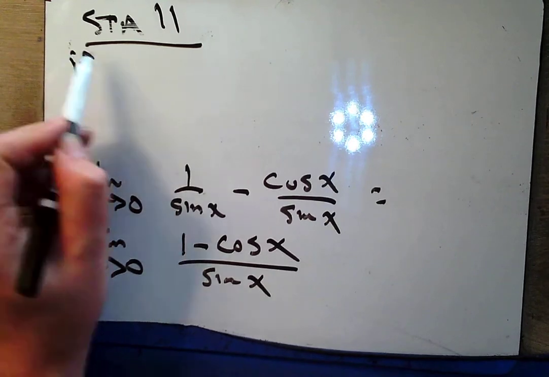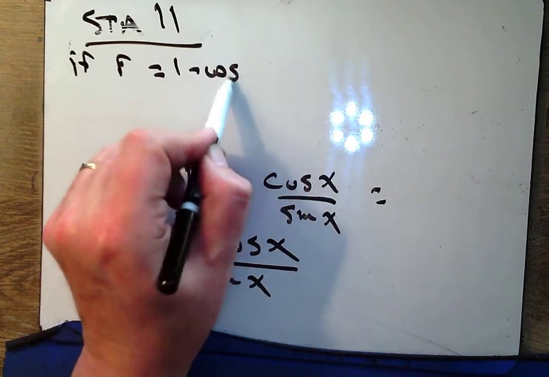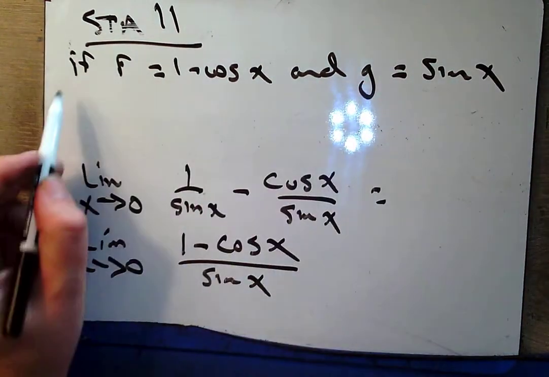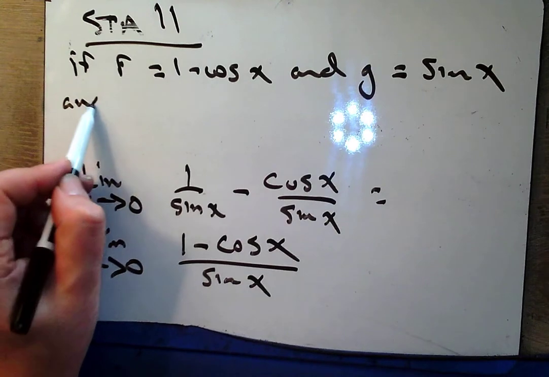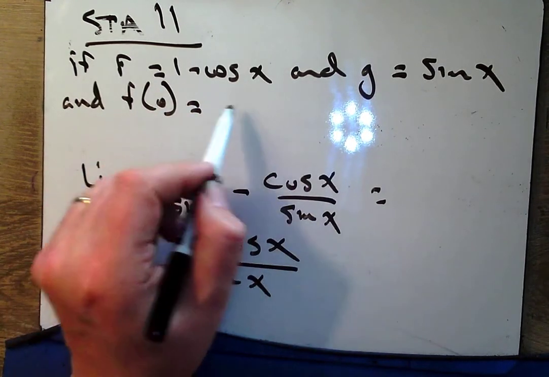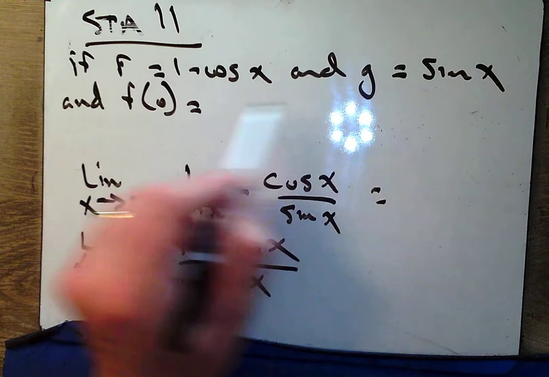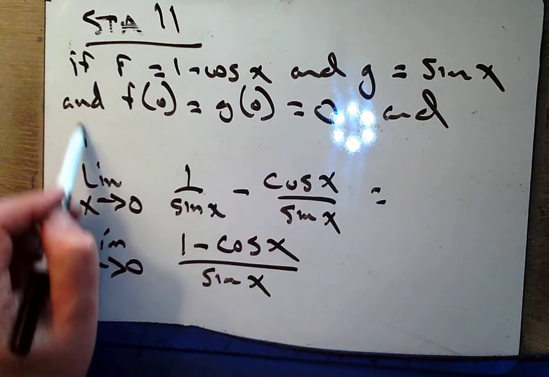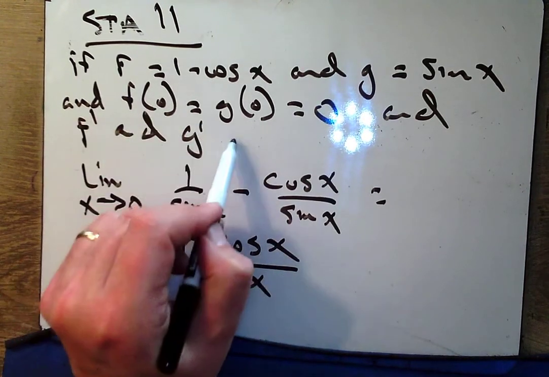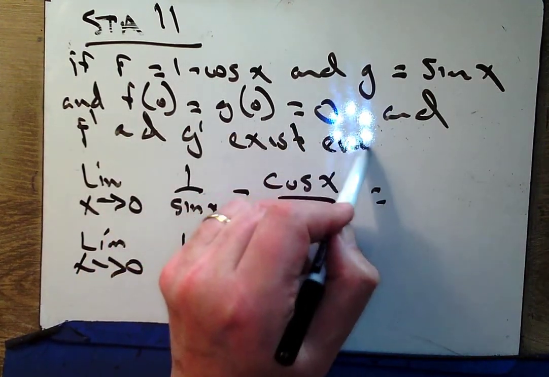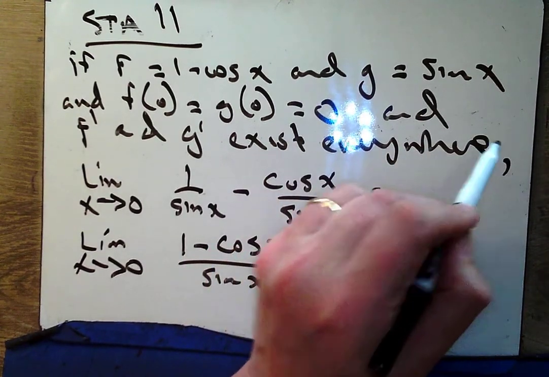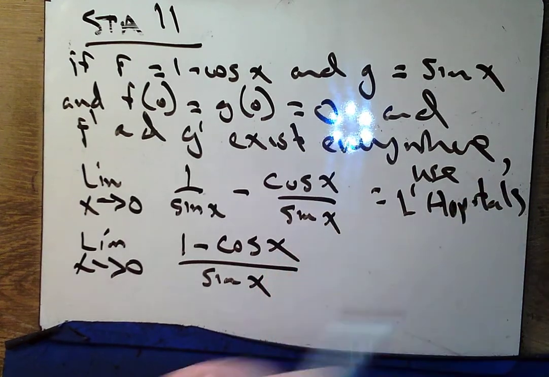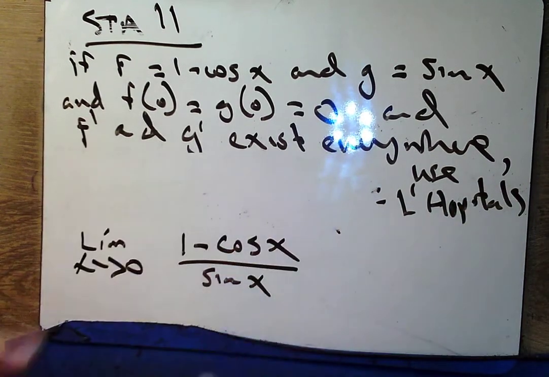We're going to say if f equals 1 minus cosine x and g equals sine x, and f of 0 equals 0, and g of 0 also equals 0, and f prime and g prime exist everywhere, use L'Hopital's. So I'm going to use L'Hopital's rule on this.